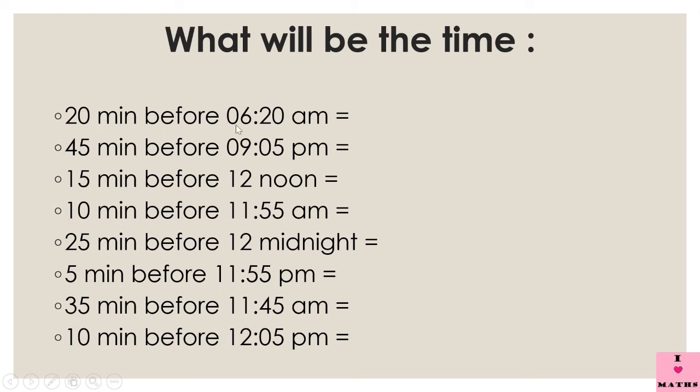Okay, 20 minutes before 6:20 a.m. This is very simple. It will be 6 a.m. Okay, 45 minutes before 9:05 p.m. In this, children, we will first subtract 5. If we subtract 5 minutes, we will get 9 p.m. And from 9 p.m., we will subtract 40. You know why we will subtract 40? Because 5 we have already subtracted.